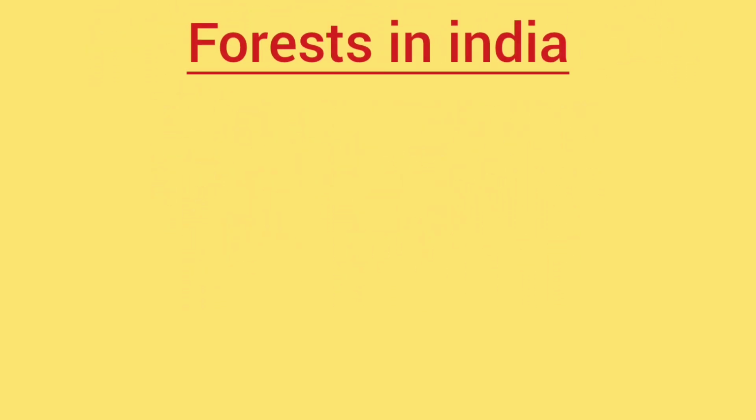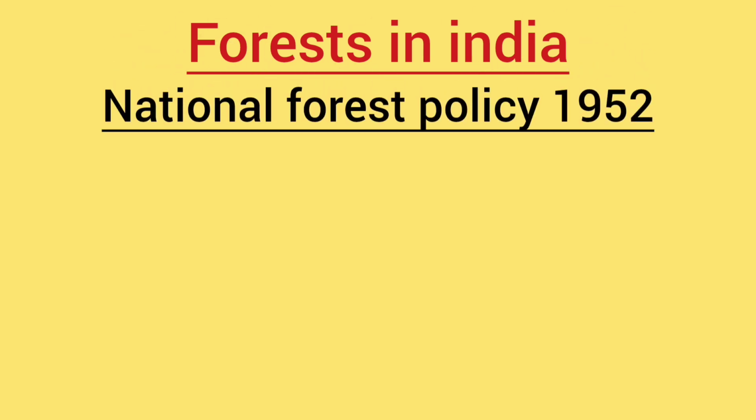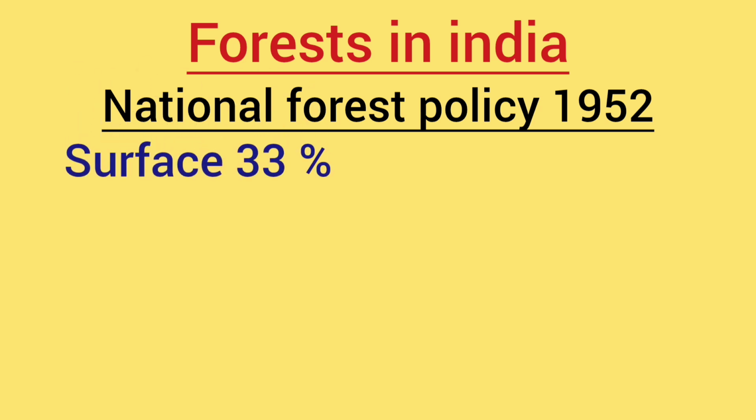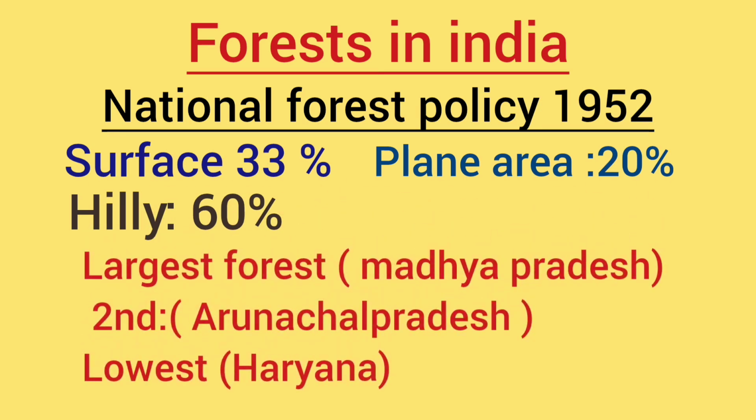Forests in India. According to National Forest Policy 1952, forest should cover 33% of the surface of the total area, 20% in plain areas and 60% in mountain and hilly terrains. In terms of area, Madhya Pradesh has the largest forest cover in the country and Arunachal Pradesh is in second place. Haryana has the lowest.